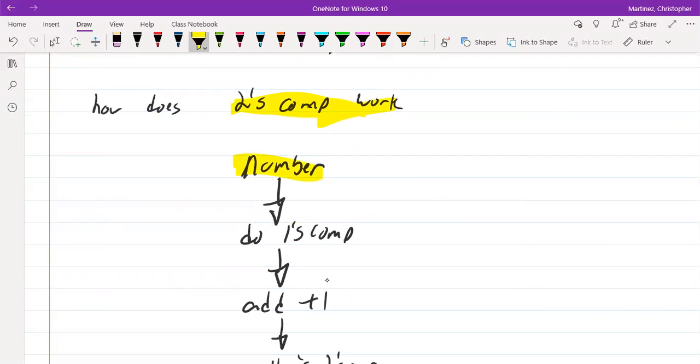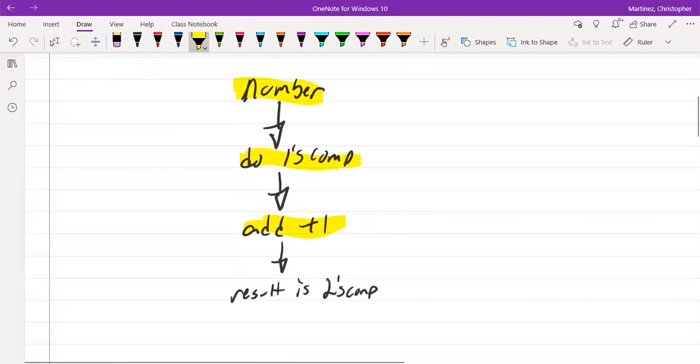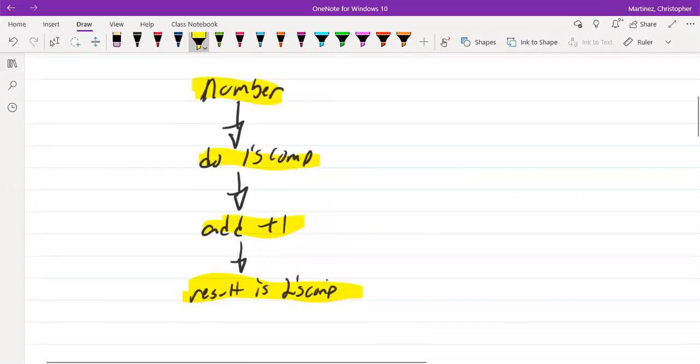We're going to start off with the number we want. We're going to do 1's complement to it. Then we're going to add 1. And at the end, we're going to get our result in what's called 2's complement form.